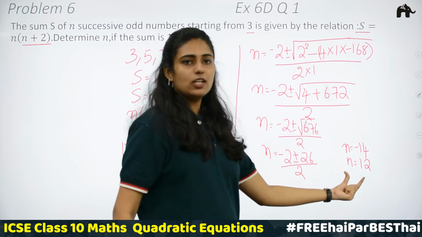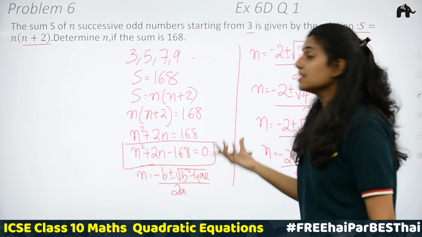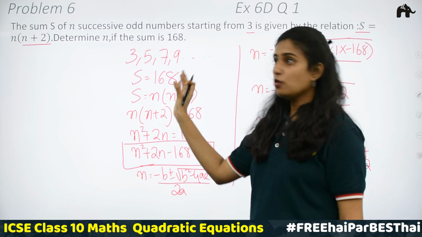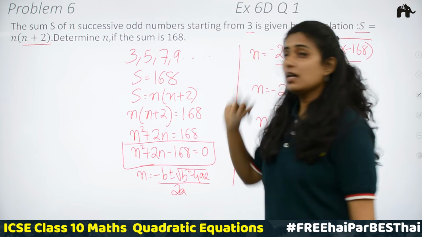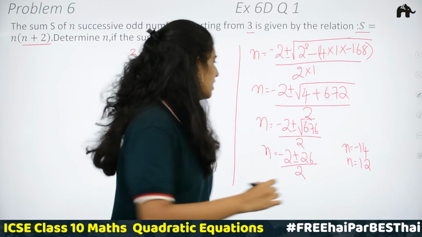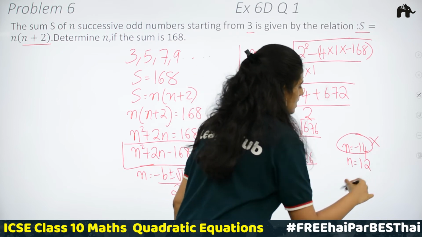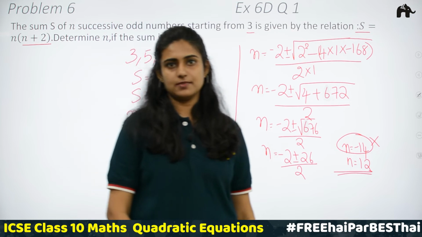Are both these values acceptable? What is n? N is the number of numbers. How many successive odd numbers we are adding? So n cannot be negative. Yes. So this value cannot be accepted. The value of n is 12. 12 successive odd numbers. Clear?